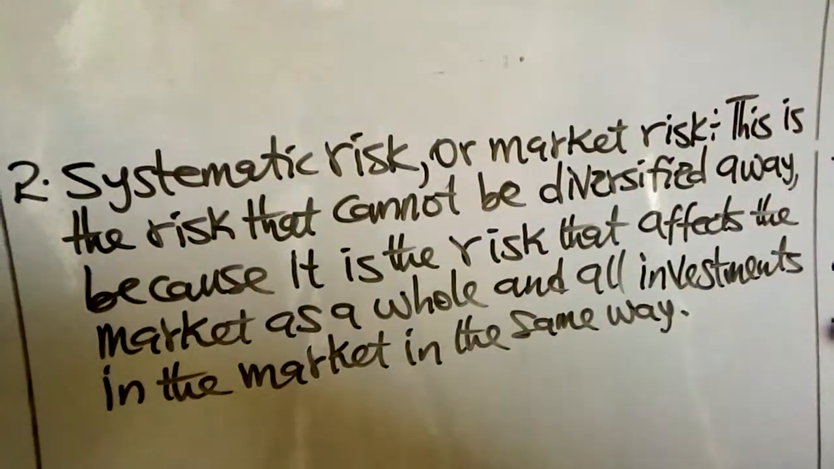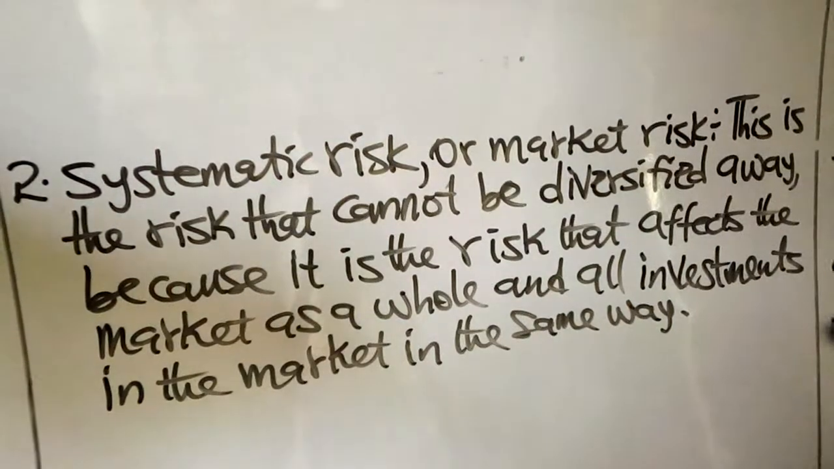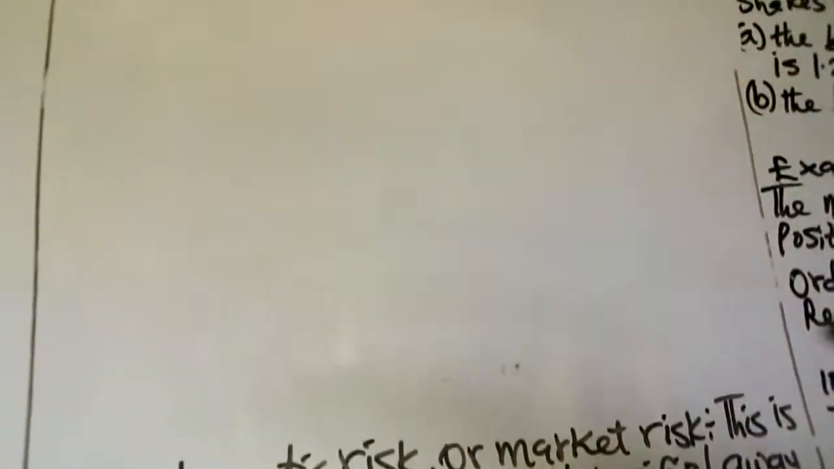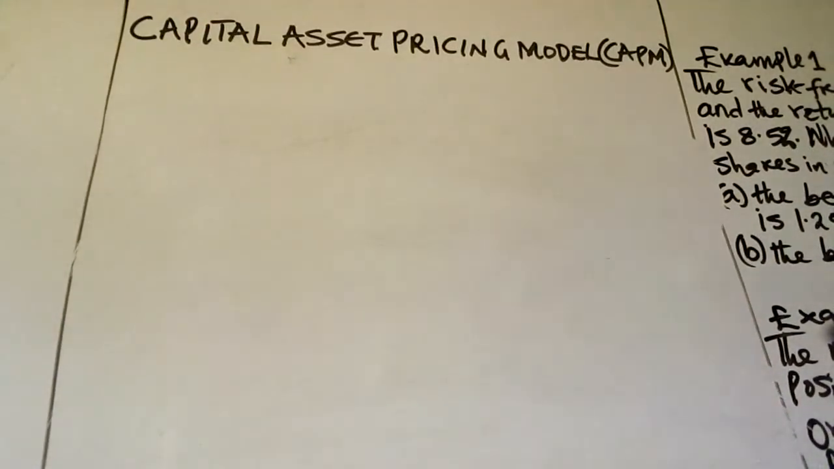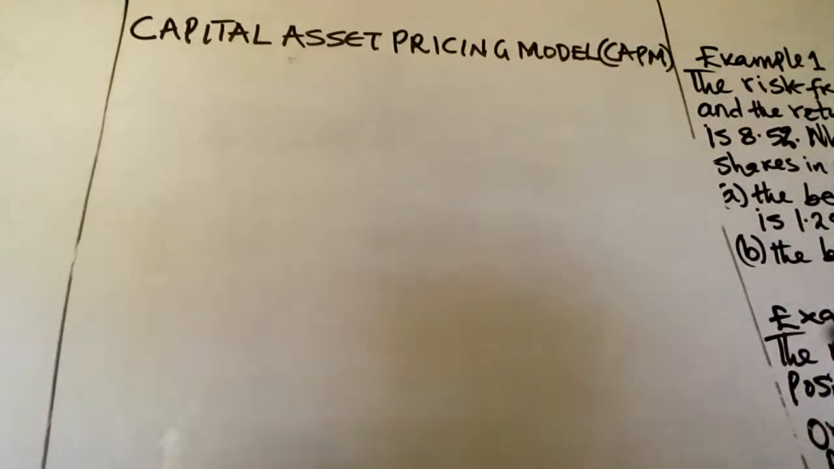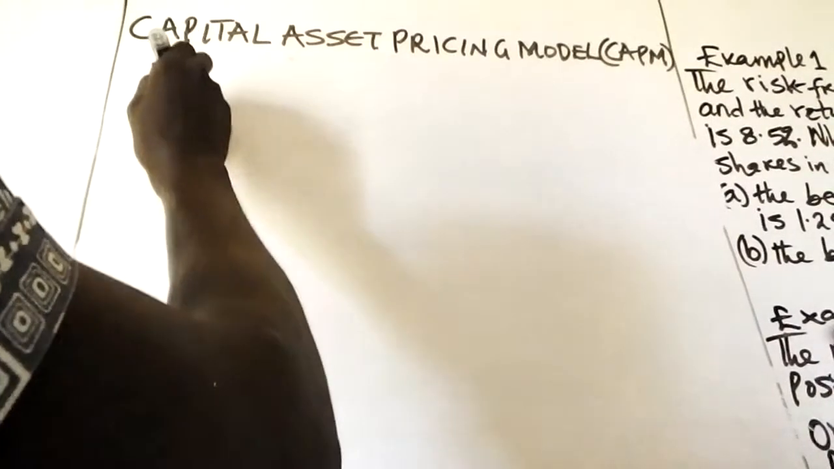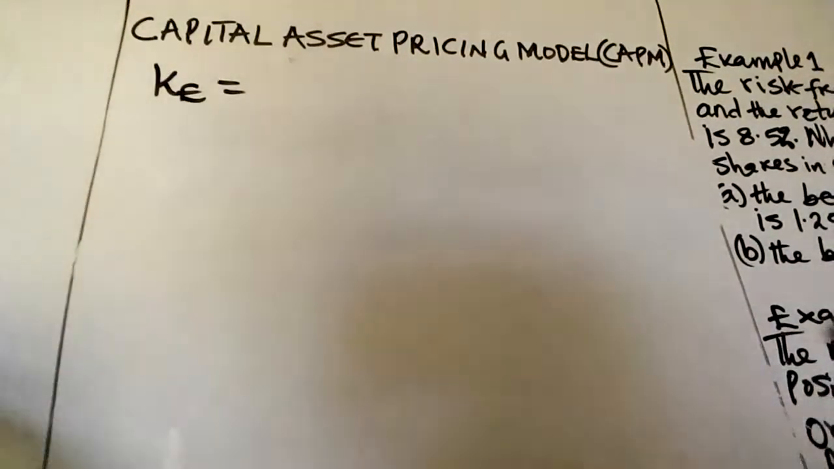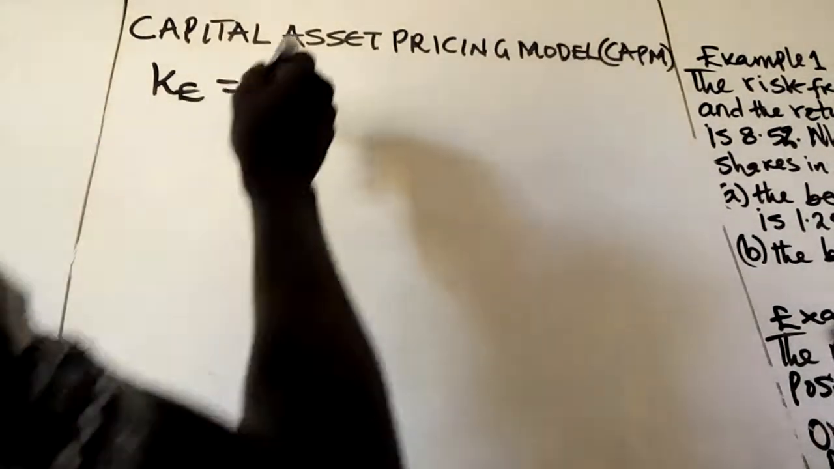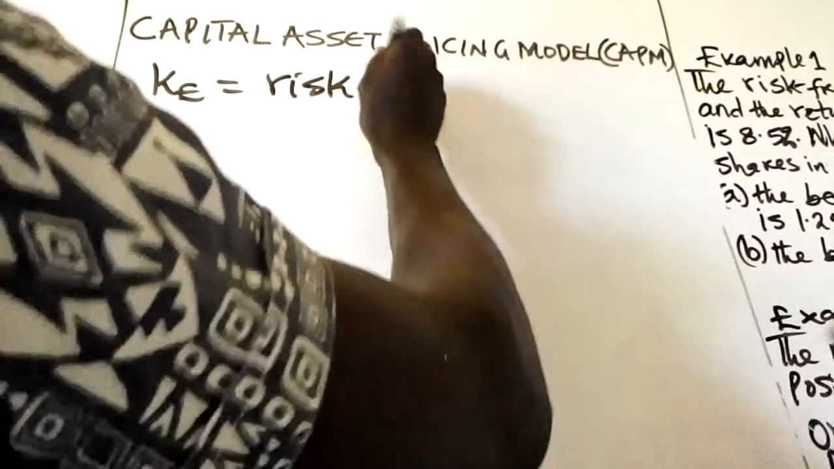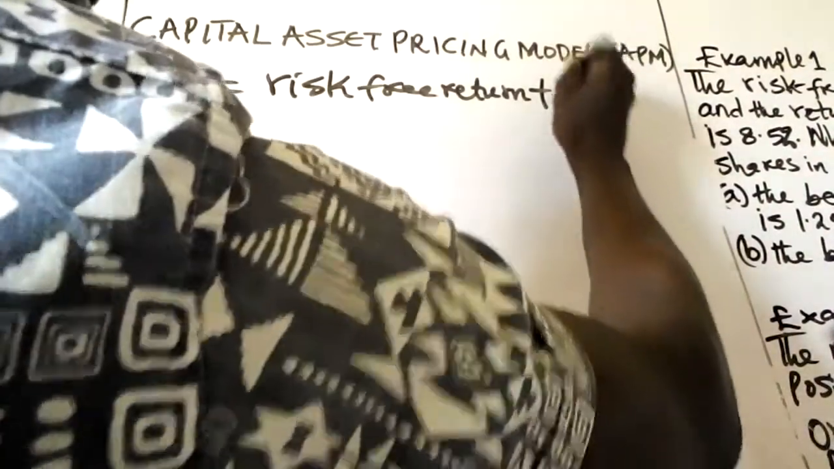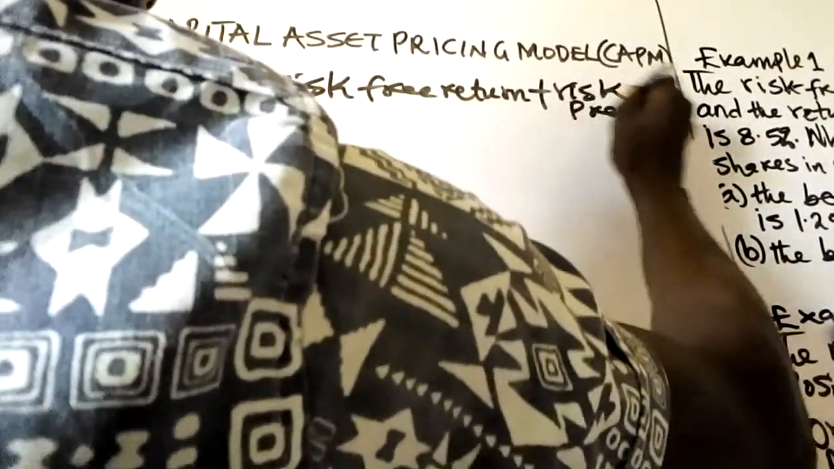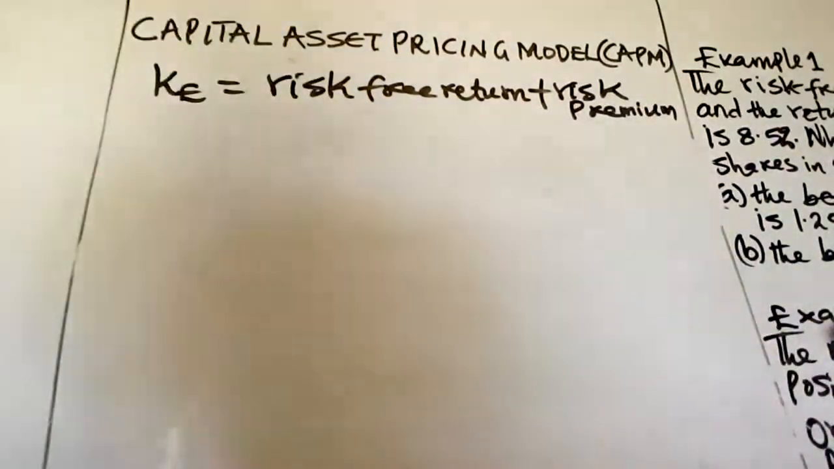Now, I want to consider the capital asset pricing formula, the formula for calculating the cost of equity using the capital asset pricing model. The cost of equity can be obtained using two variables: risk-free return plus risk premium. That is the formula.